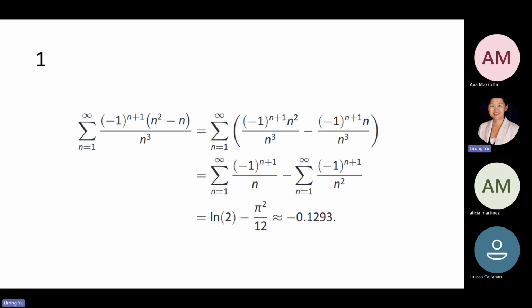That's where the formula is being applied. So at first it looks like something that could be really complicated, but once we simplify it down and separate it into two separate series, then we can see that they fit into the formulas that we already know. Any questions?